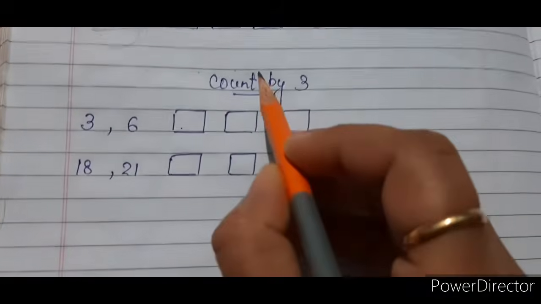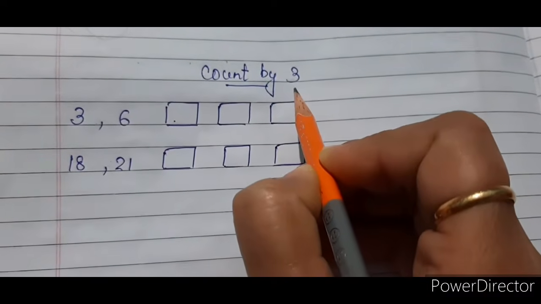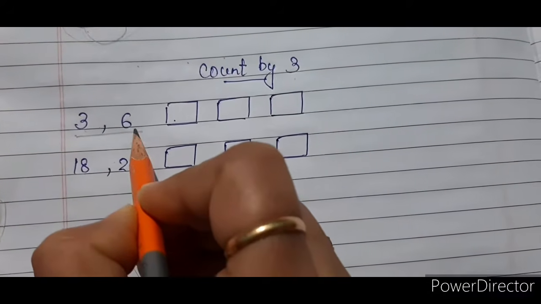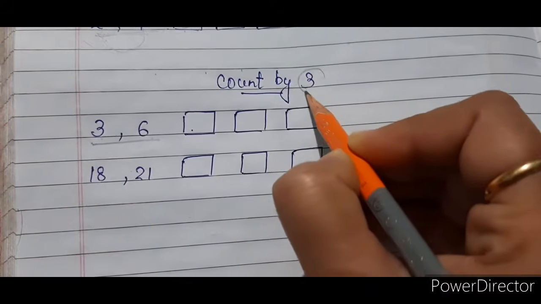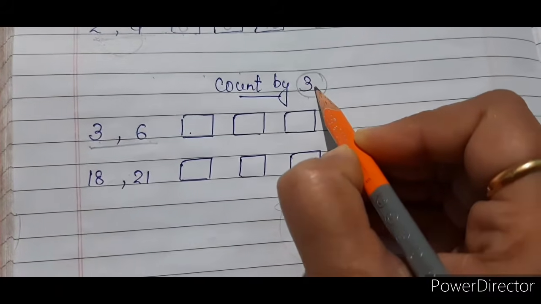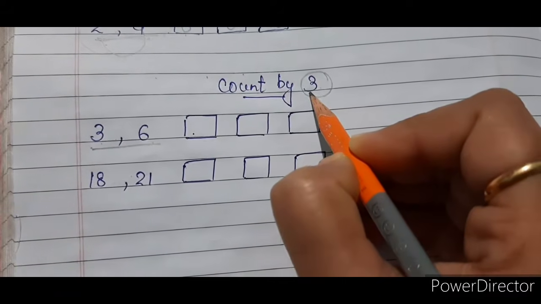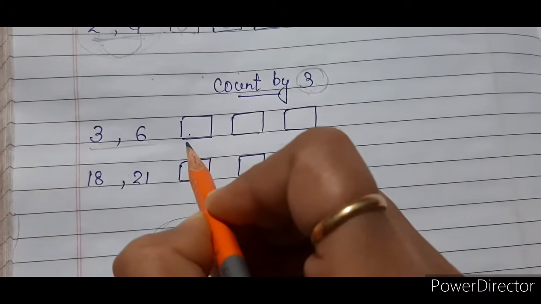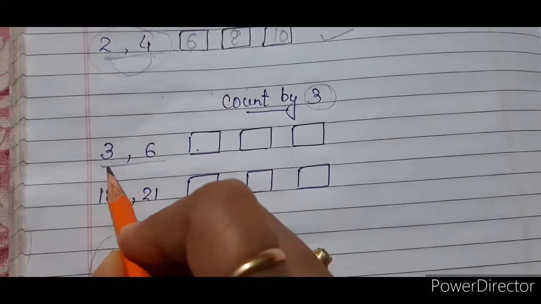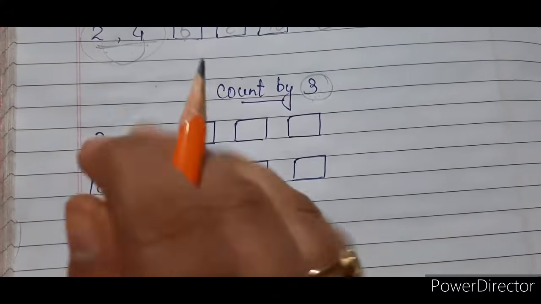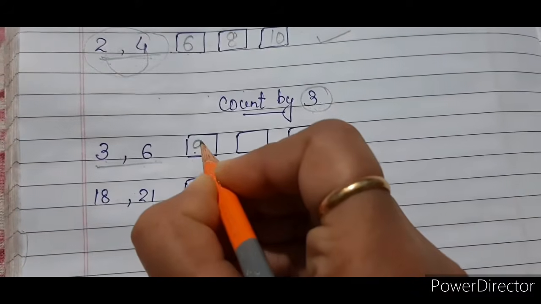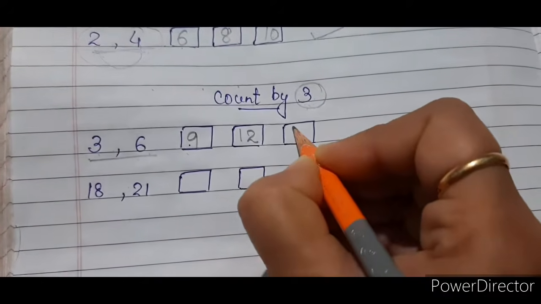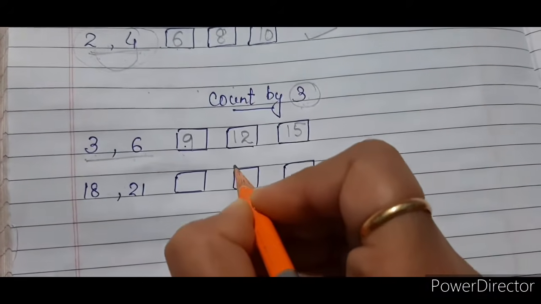Now in the same way, let's count by 3. You can see the given pattern 3 and 6. As we already know that we have to count by 3. हमें तो ये पहले से पता है कि हमें 3 से काउंट करना है. ओके, यानी कि 3 का हमें टेबल इसमें लिखना है. So 3 ones are 3, 3 twos are 6. Then 3 threes are 9. Then 3 fours are 12. 3 fives are 15. So simple.